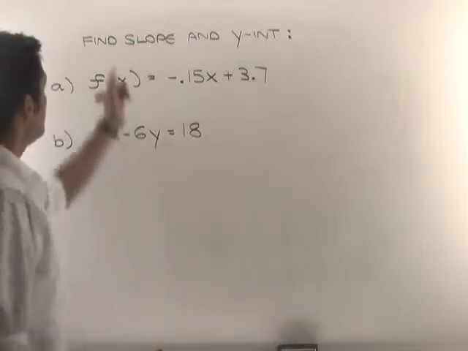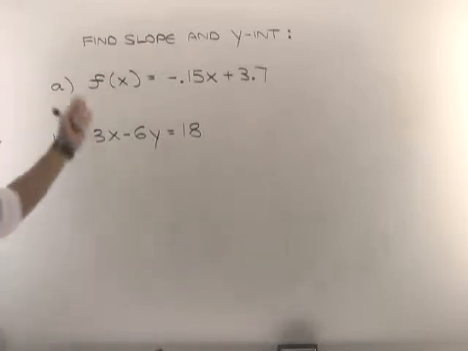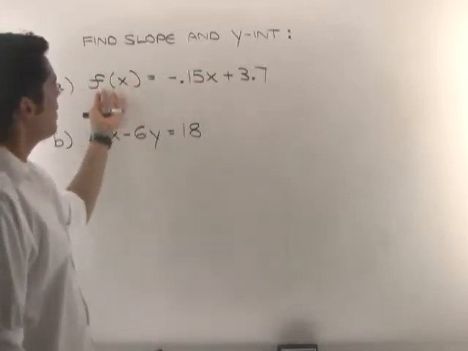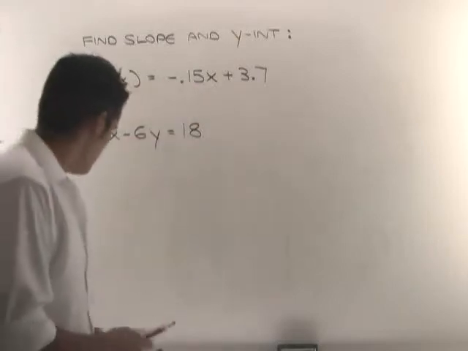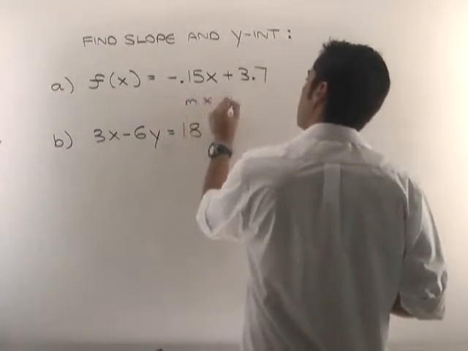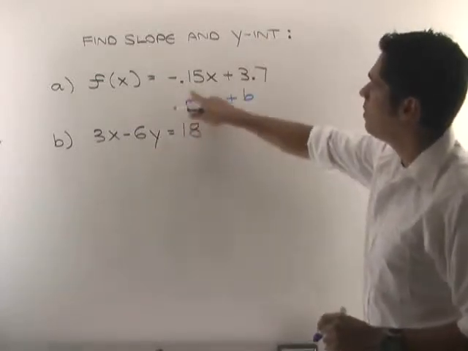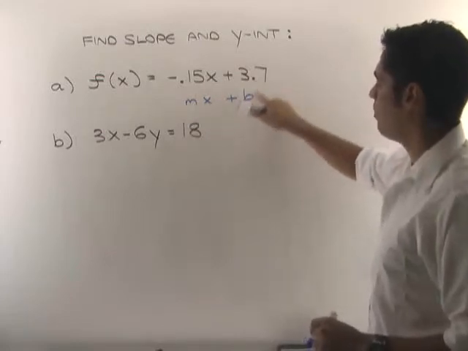All right, here we're asked to find the slope and the y-intercept, and we're given two problems here. So in this first one, we want to look at it. We say it's f of x equals, now we notice right away that this is in the form mx plus b. So right away, we know that the slope here is going to be the number in front of x, and the y-intercept is the number by itself.